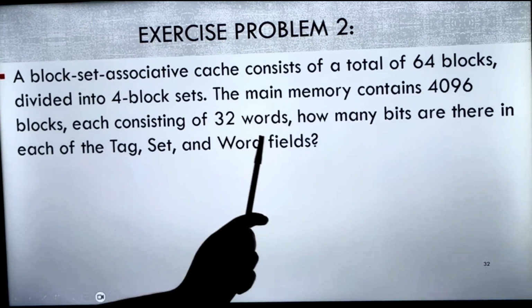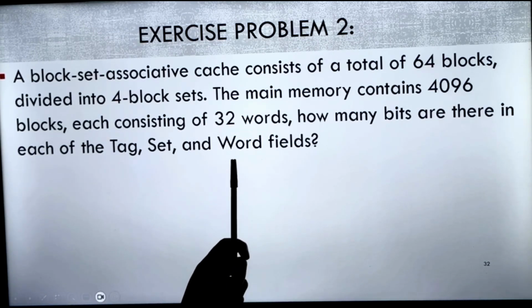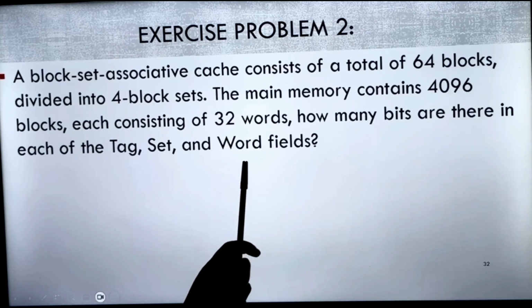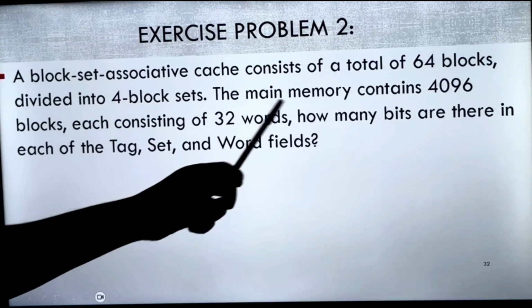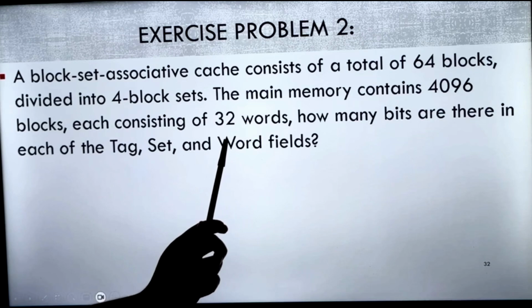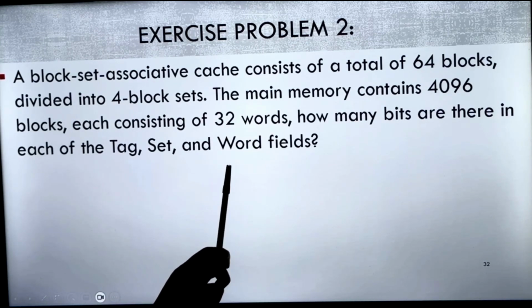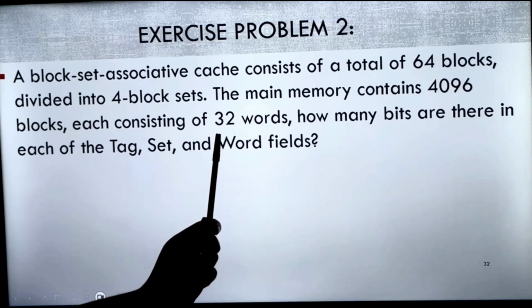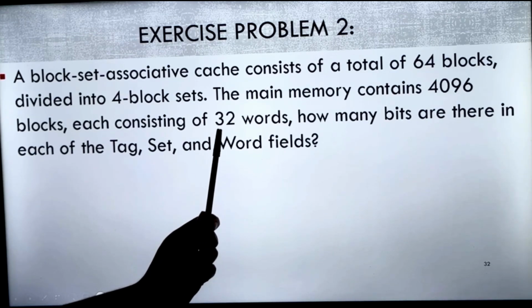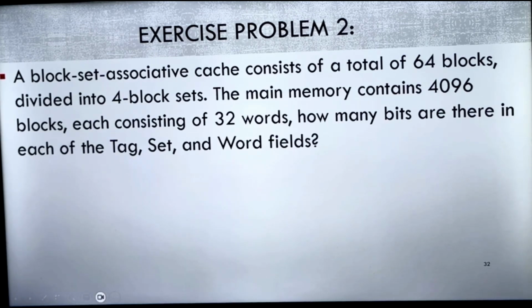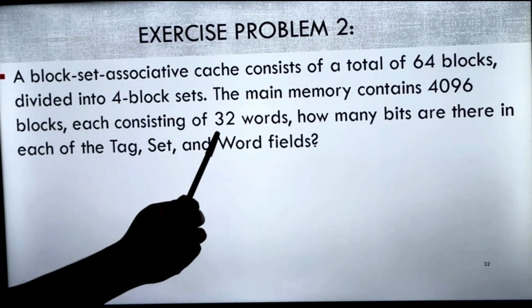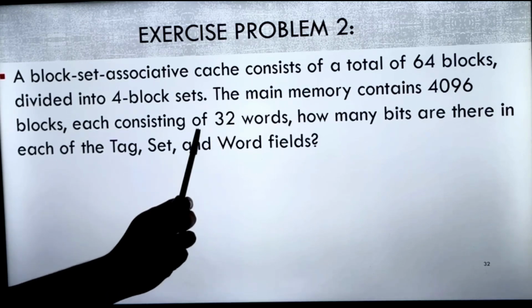and word? Now I told you, if you get this kind of question, then first determine the main memory size. What is the main memory size? 4096 into 32. So 4096 into 32, how many total bits you need to get any one of these words? 2 to the power 5 equals 32 and 2 to the power 12 equals 4096. So it will be 12 plus 5, again 17. So you need 17 bits.